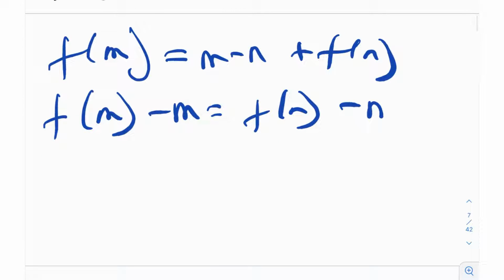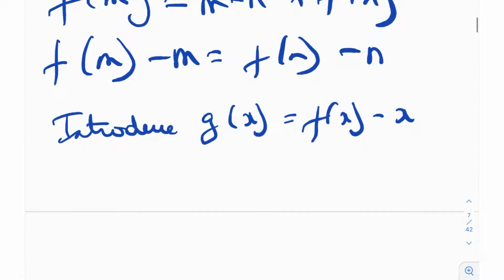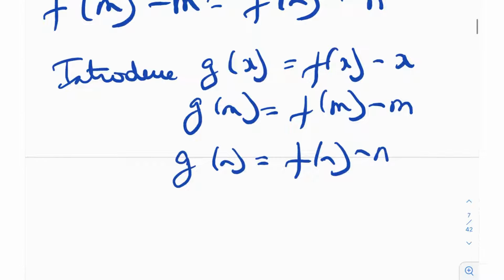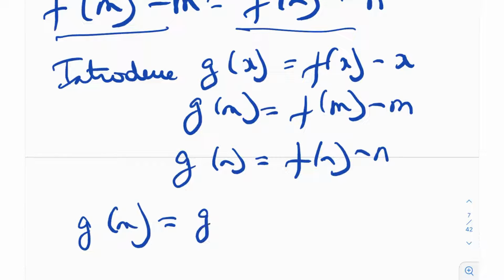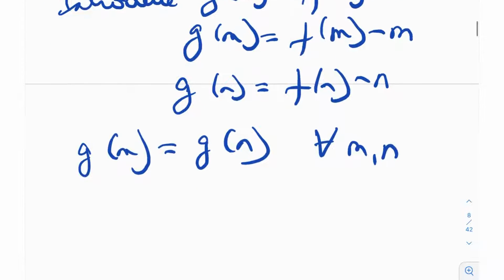And now let's introduce a function g of x, which will be equal to f of x minus x. So g of m will be f of m minus m and g of n will be f of n minus n, right? So we can easily see that g of m is equal to g of n. And this actually holds true for all m, n, right? So therefore g is a constant function.